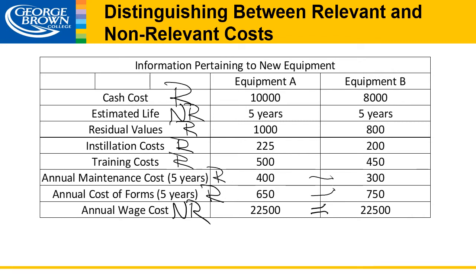So in looking at this, the only two pieces of information we're really not using to make a decision about which piece of equipment to buy is the estimated life, okay, because it's non-relevant, as well as the annual wage cost, because, again, non-relevant. In the next slide, I show you how to compare these two alternatives using relevant costs to pick the cheapest piece of equipment.